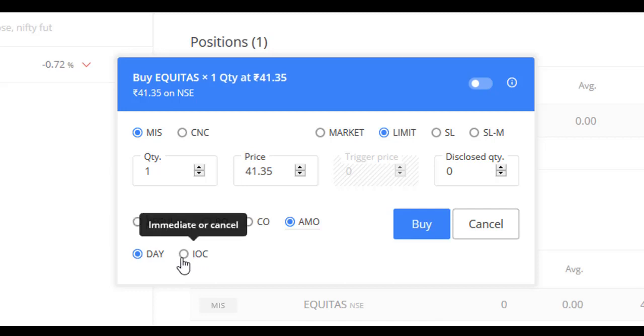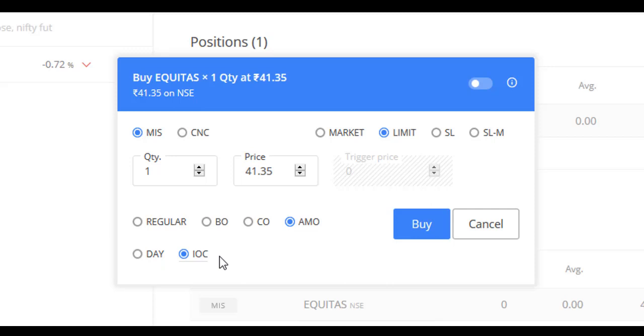Day and IOC are like a validity time period for your trade. If you're trading using Day, in case your order is not triggered, it can be triggered at any time during the entire day. At the end of the day, if your order is not triggered, it will be cancelled. But when it comes to IOC, or immediate or cancel, the moment you place the trade, in case your order does not trigger, it will be cancelled immediately. So that is the immediate or cancel order. So this is for the buy order. Now let's have a look at a sell order.